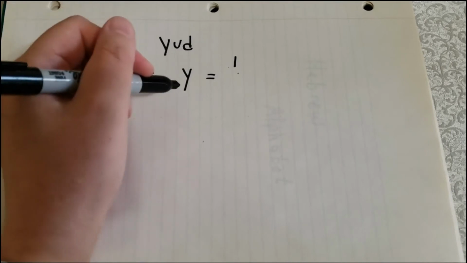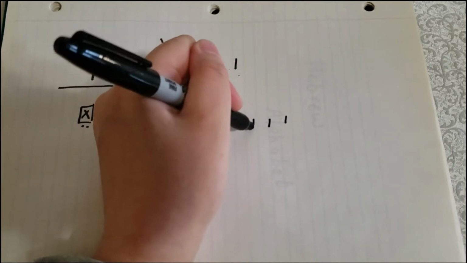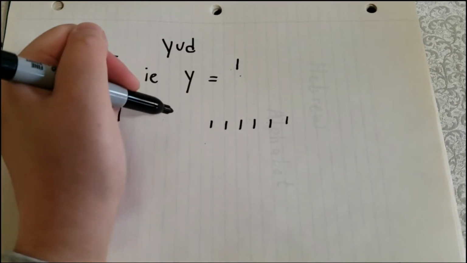Alright, so the way we write Yud is just a small line. Okay, moving forward. Next letter is Kaf. Kaf.